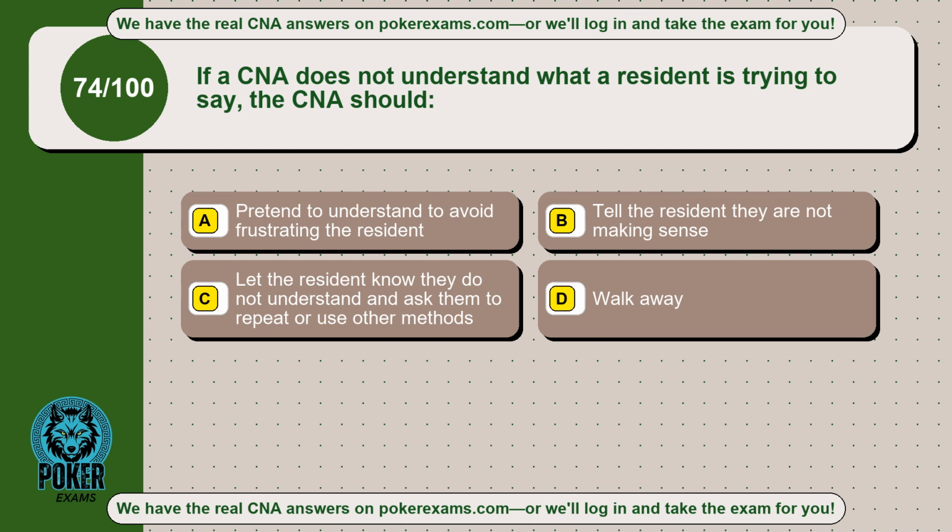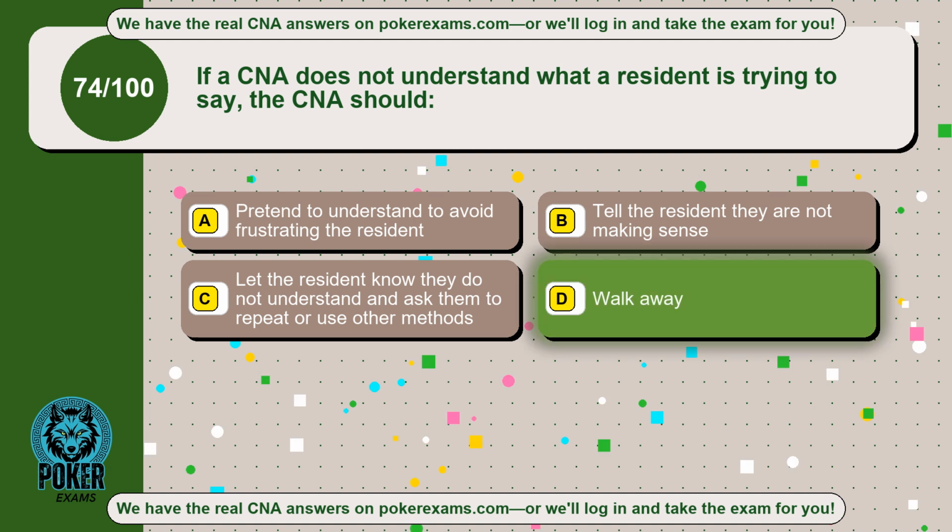Question 74. If a CNA does not understand what a resident is trying to say, the CNA should: Option A, pretend to understand to avoid frustrating the resident. Option B, tell the resident they are not making sense. Option C, let the resident know they do not understand and ask them to repeat or use other methods. Option D, walk away.